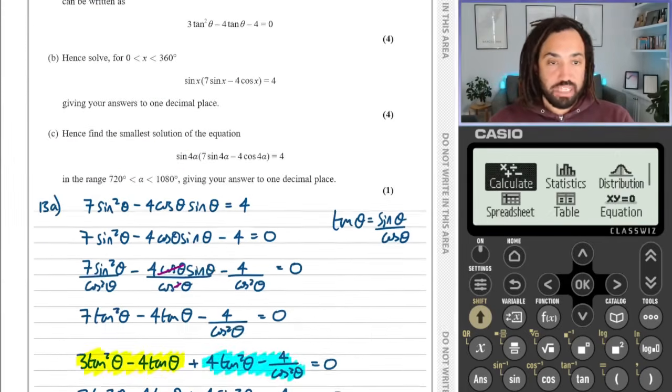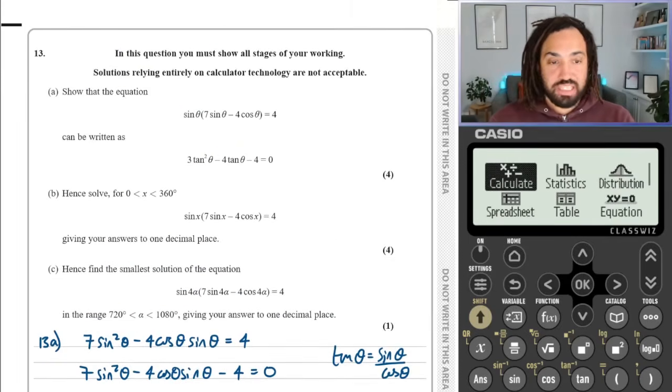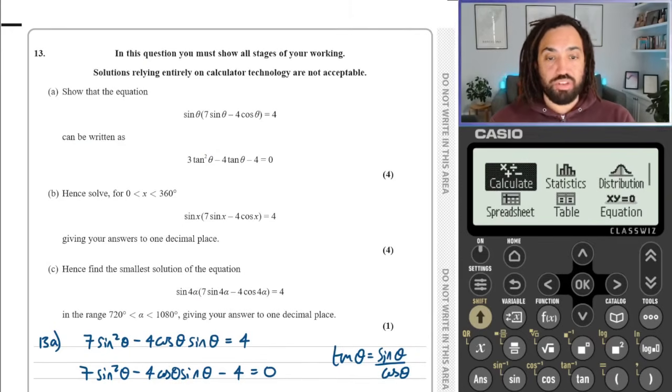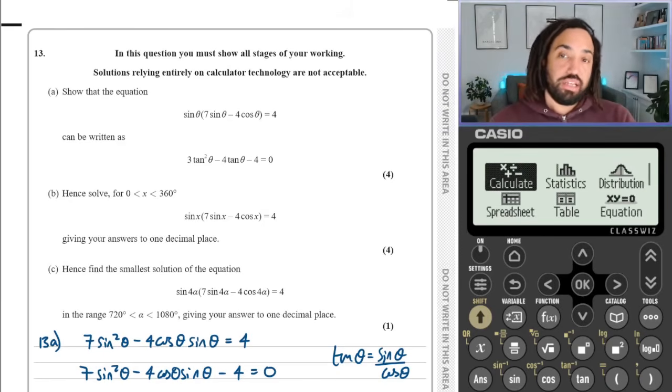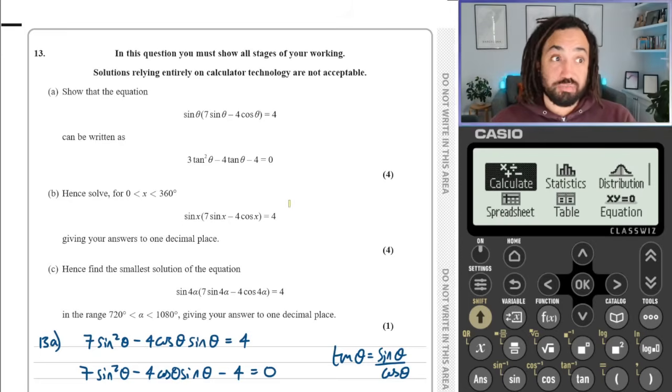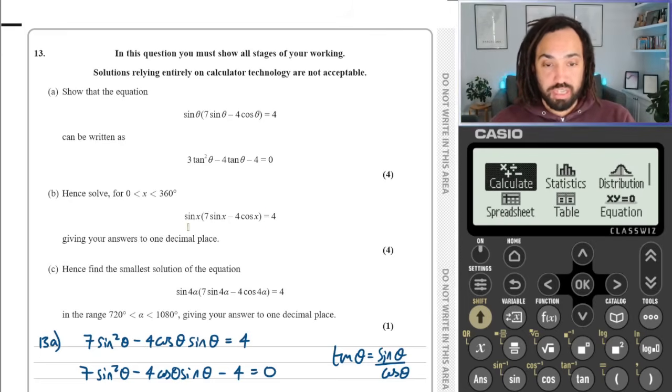Okay, question C. Right, it says, hence find the smallest solution of the equation sine of 4 alpha, and so on, all in terms of 4 alpha equals 4 in this range. Okay, now this is going to take a lot of explaining, so buckle up. For 1 mark as well, but anyway.